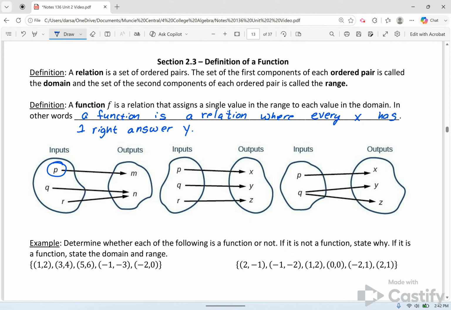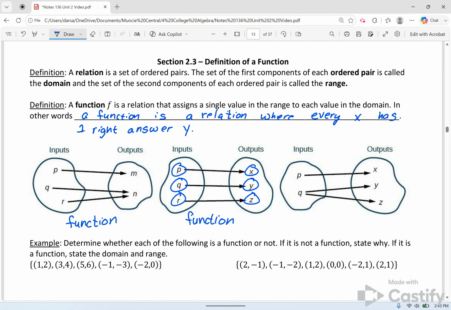Here's the x. We plugged in p, out came m. We plugged in q, out came n. We plugged in r, out came n. How many answers were coming out for each of these? Just one. Yes, we repeated n. Nobody said we couldn't repeat answers. We just said one right answer. So this one is a function. If we look at this second mapping here, p goes to x, plug in q, out comes y, plug in r, out comes z. Every single one of those has one right answer y. So this one is also a function.